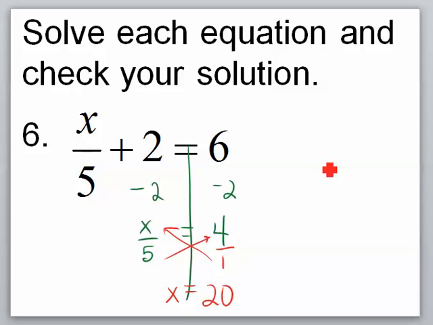You can also check your answer, especially if you're not feeling very confident. You can say, well, I've got 20 as my answer. What's 20 divided by 5? Well, that's 4. 4 plus 2 is 6, so I know I have the correct answer.